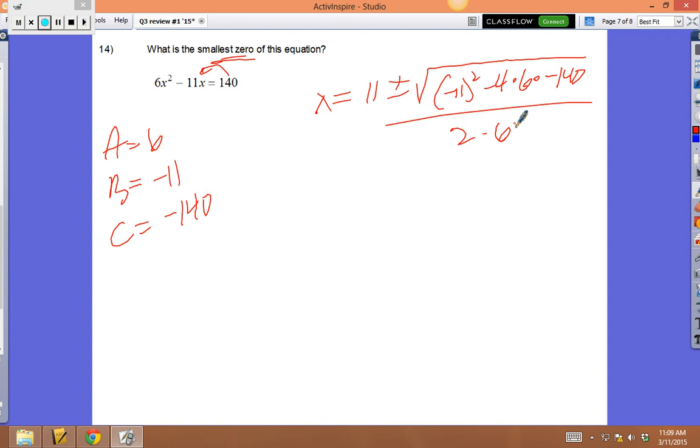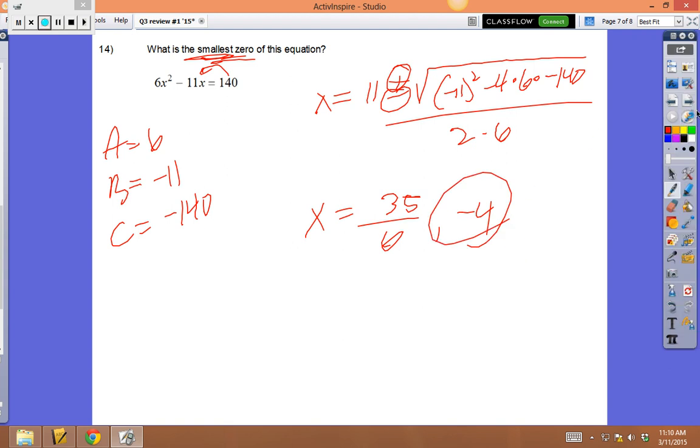So now I'm going to pause. I'm going to type that in my calculator. You've got to do it once for the plus, once for the minus. And they don't want both zeros, they just want the smallest zero. So let me pause and calculate. Alright, the answers I got: 35 divided by 6 for one of my answers, and my other answer I got a negative 4. So the smallest of those two zeros is negative 4.